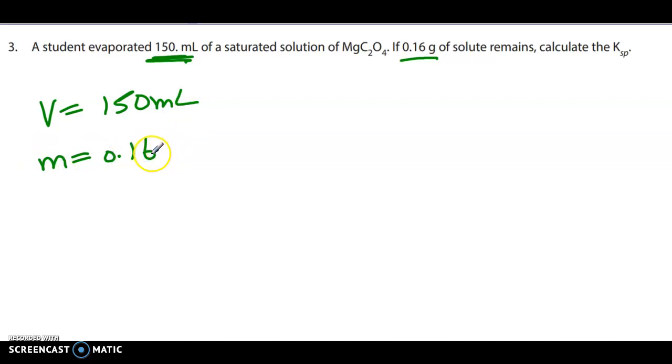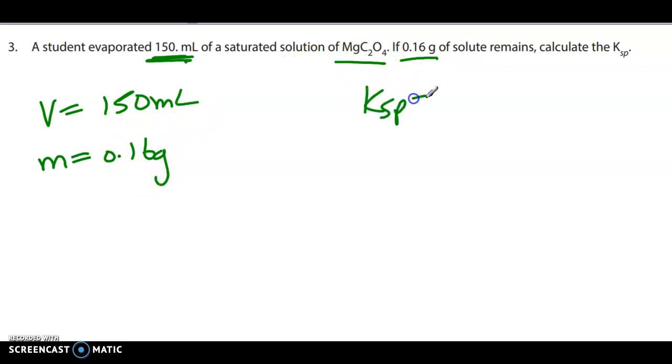All right, so now we have a student who evaporated 150 milliliters of a saturated solution of magnesium oxalate. If 0.16 grams of solute remains, calculate the Ksp. Okay, so we have the volume, we have the gram value. So essentially they're telling us that, let's just jot this down, our mass that we have is 0.16 grams. So in this case, we would have to determine the number of moles here. This is the amount of the original mole value we can determine. We can determine the concentration and then figure out the Ksp.